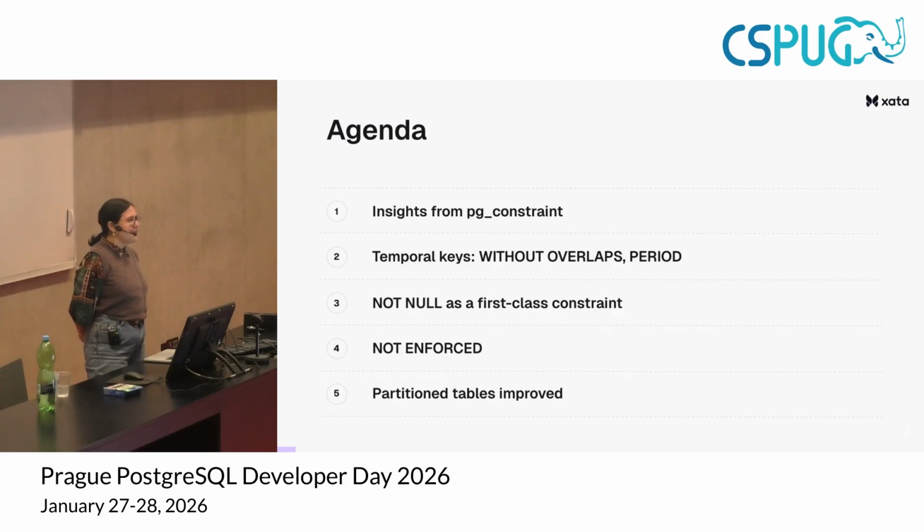The main improvement, I think, is the introduction of temporal keys, because this was not a thing before PG18. NULL was not treated as a constraint, and now it is. It's promoted to be a first-class constraint. And there was not a concept of not enforced. We had a concept of not valid, but we didn't have the not enforced concept. Now we do. We will talk about that too. And there are a few improvements related to partition tables that we will mention at the end.